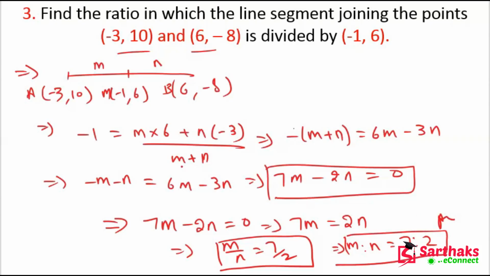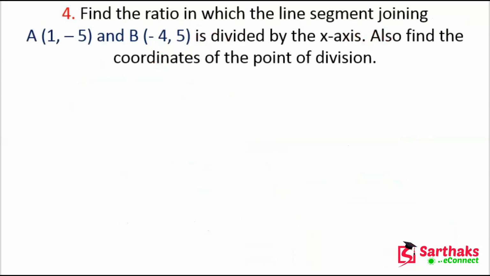Okay, this will not become 7 upon 2. This will become 2 upon 7, because n goes down and 7 goes down. So the ratio is 2:7. So the answer is 2:7. This is our required answer. I hope you understand this point. So now let's go on.